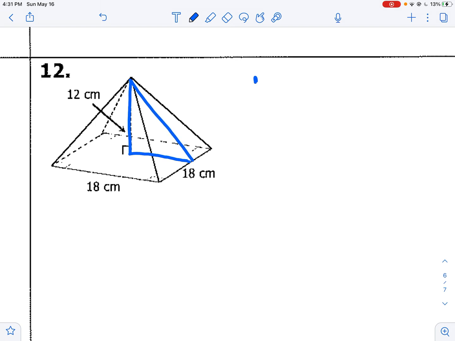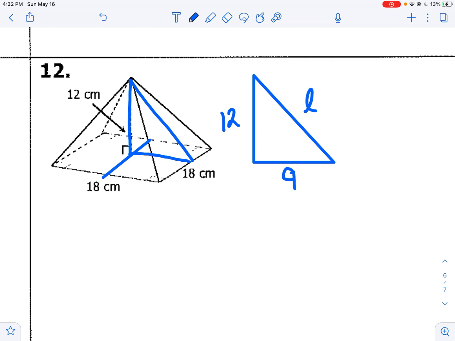Here's my right triangle. I'm going to make that right triangle out here. It's 12 centimeters for the height. Now since it's the height of the square pyramid, it's halfway through my base, which means this is 9, and I need to find my slant height. Same idea, a squared plus b squared equals c squared. And if you know your special right triangles, if you know your Pythagorean triples, you'll know that this one is 15. It's a 3, 4, 5 right triangle.